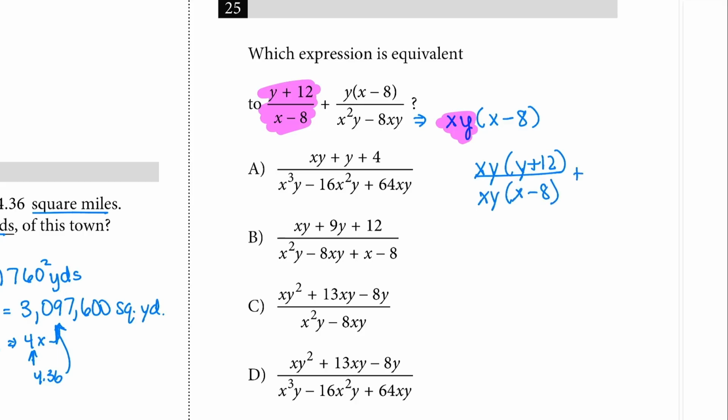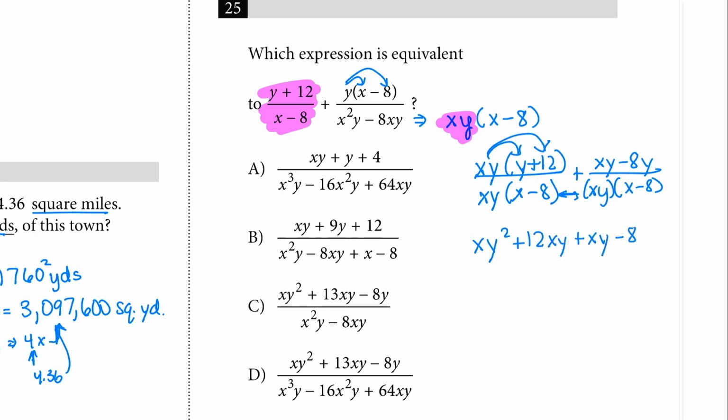Plus, I'm going to go ahead and distribute these. So xy minus 8y over xy times x minus 8. Now that we have the same denominator, we can go ahead and write that as a single denominator. And I'm going to go ahead and distribute this as well. So xy squared plus 12xy plus xy minus 8y over xy and then x minus 8.